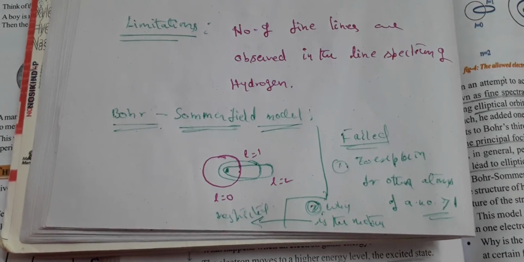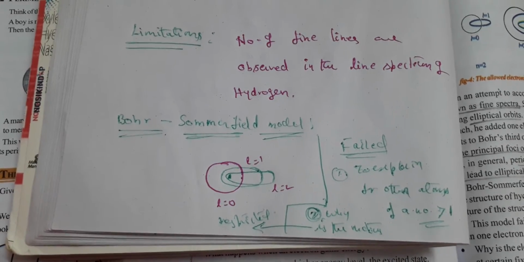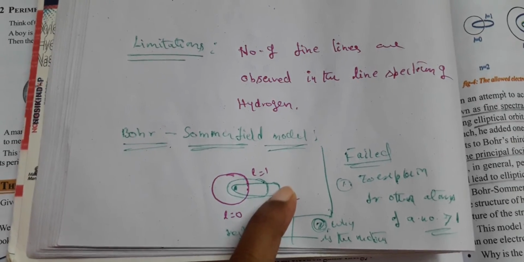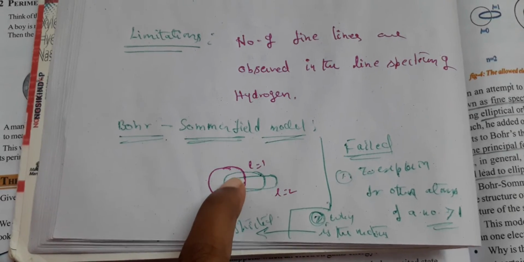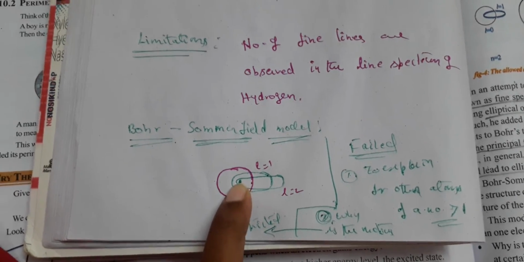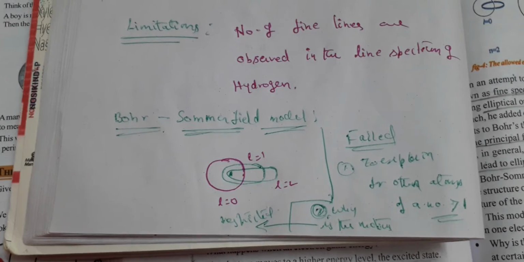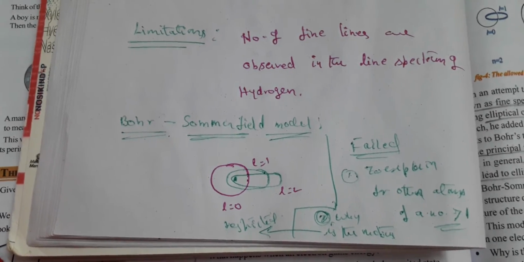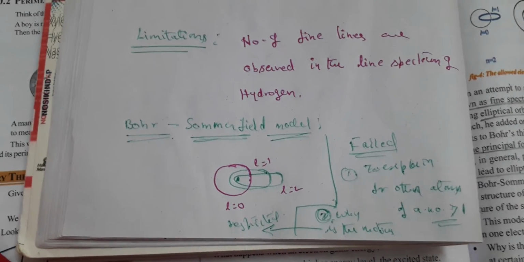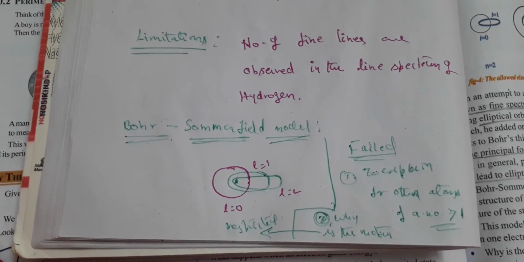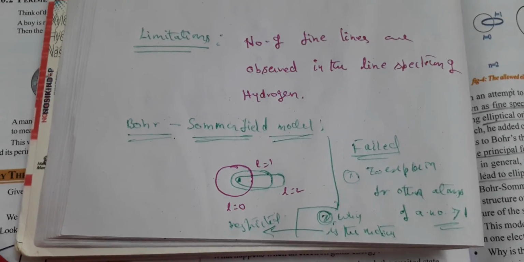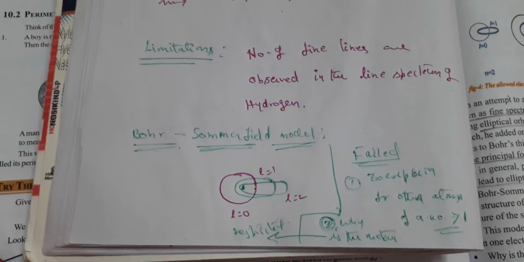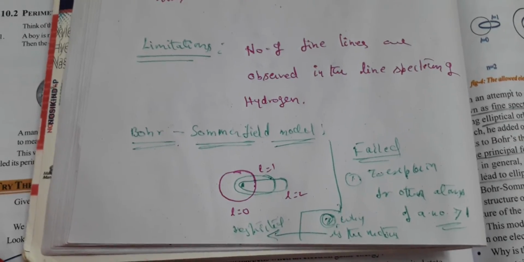Suppose the nucleus is here. When the electron is here, it is very far from the nucleus, but when the electron is here, it is very near to the nucleus. Obviously, it should go and cling to the nucleus, or it should experience a much higher pulling force towards the nucleus. So Sommerfeld could not explain this. Why is an electron able to revolve stably in a specific elliptical orbit? So these are the limitations of the Bohr-Sommerfeld model.